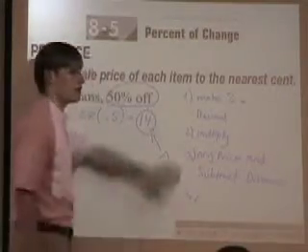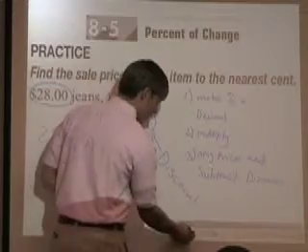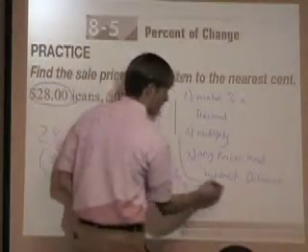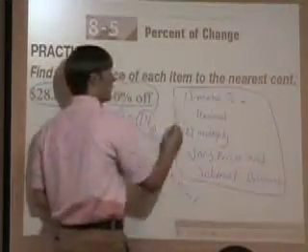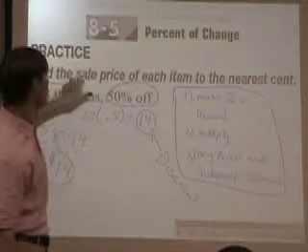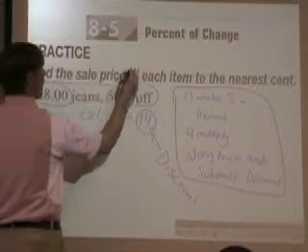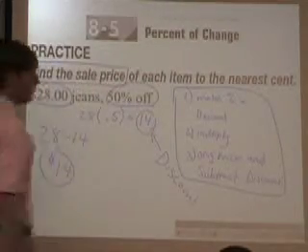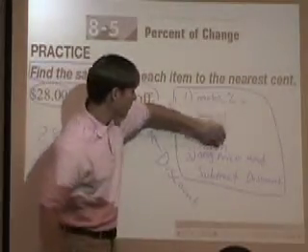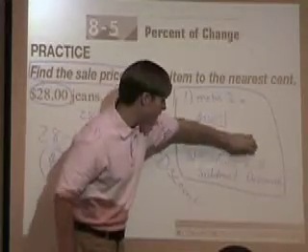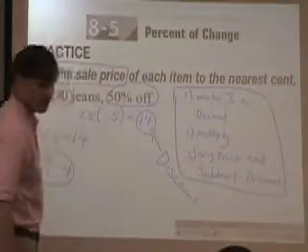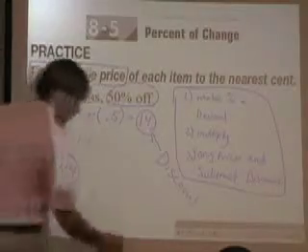Okay, so now look, you need to know these three things, these three steps on the part 2 here, which is find the sale price. Okay, so those are the 3 steps to find the sale price. Make percent decimal, multiply, original price, and subtract the discount. You with me? Yeah. So let's try another one.